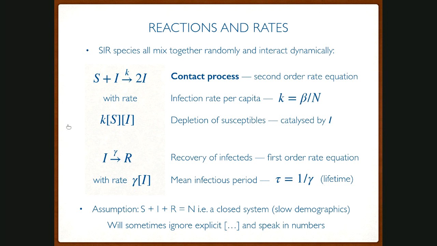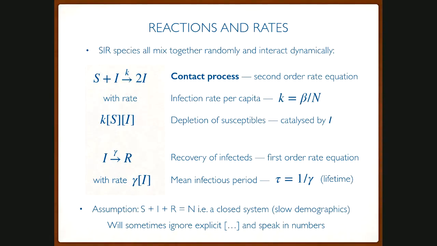There's also another important second reaction in which people who are infected, after some time with rate constant gamma, become recovered. And this is a first order rate reaction, depends on the concentration of I, depends on gamma. And gamma has a special role as well. It's seen as the mean infectious period, so the length of time over which someone who is infected can transmit. So effectively, we have two important reactions and two important rate constants.